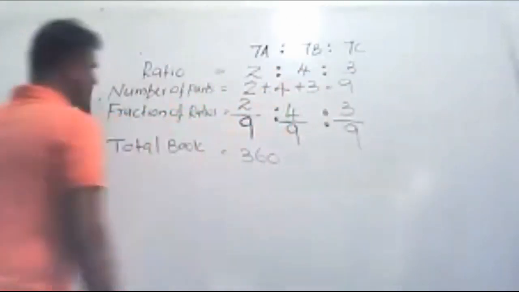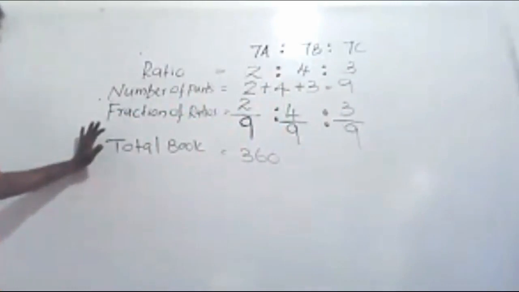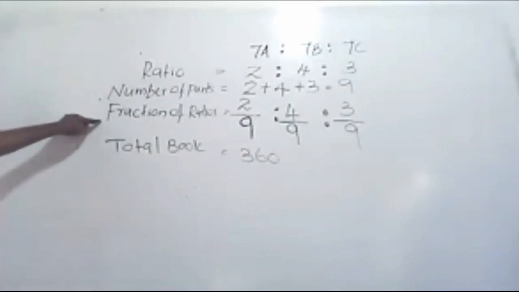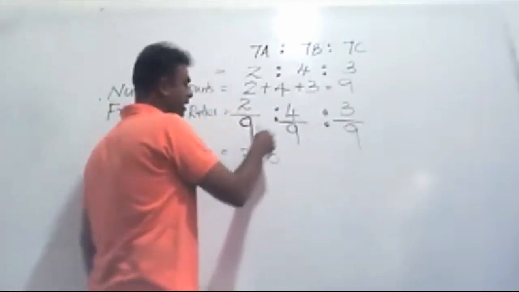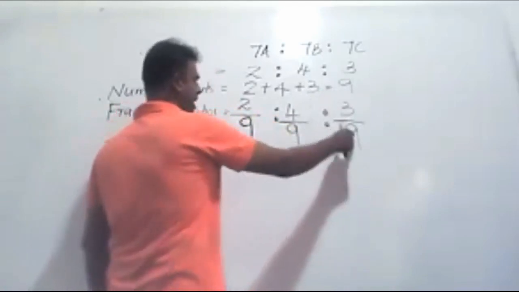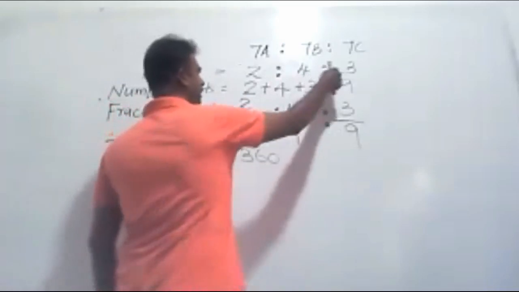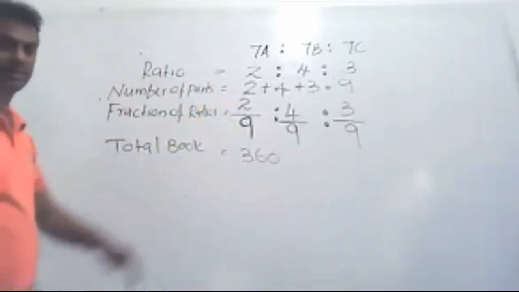We have done these steps so far. We made the number of parts and the fraction of the ratio. The number of parts is always the denominator, and the numerator is the term of the ratio. The total number of books is 360.